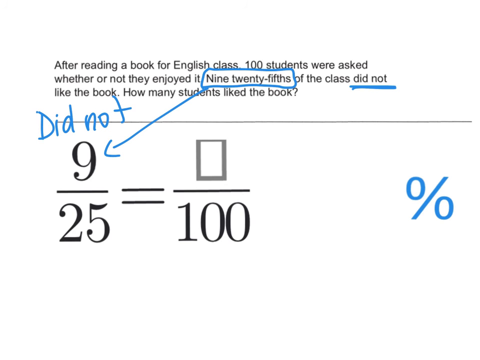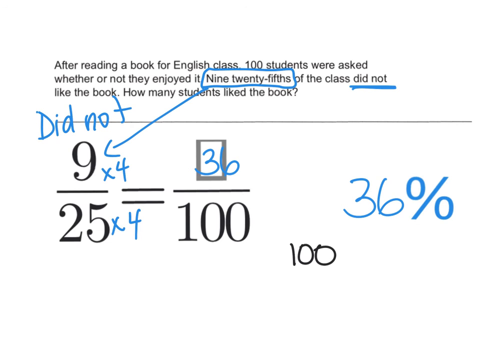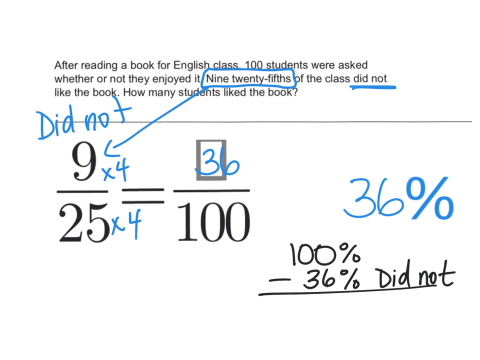I'm going to put that into a ratio out of 100 to get a percent. So 25 times 4 gets me to 100. 9 times 4 gets me to 36. So 36% did not like the book. To figure out how many did like the book, if we're talking about the whole group of students, it's 100%. We're going to subtract the percent of students who did not like it to get the percent who did like the book. So when I subtract, I get that 64% liked the book. That was what I was trying to answer.